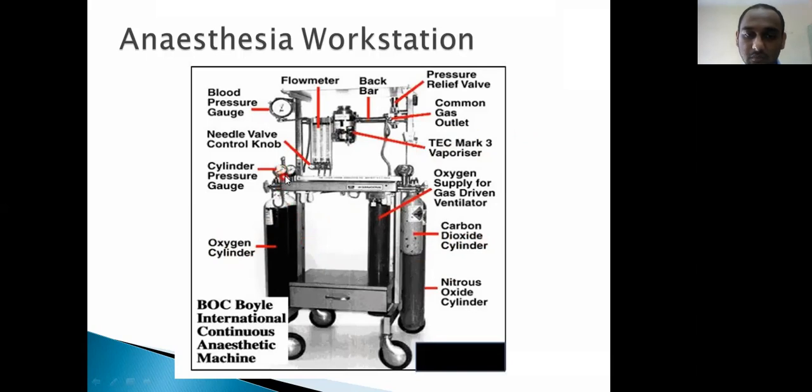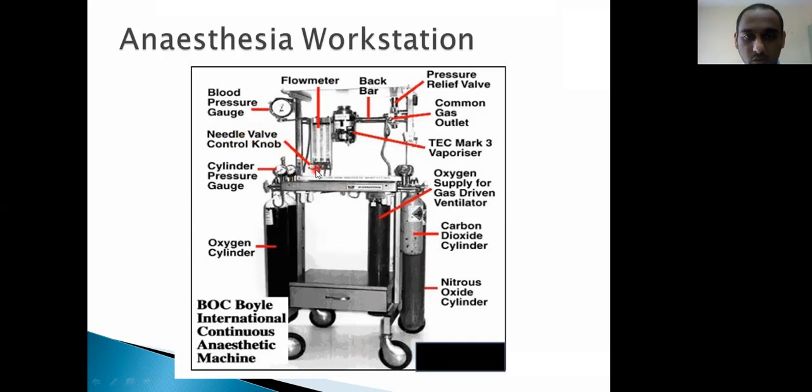Then from these cylinders, you have the cylinder pressure gauge, so you know exactly what is the amount of pressurized gas inside the cylinder, so as to know when to change the cylinders as we proceed with providing anesthesia to a patient. Then from these cylinder pressure gauges, there will be a pressure reduction valve which will lead to the intermediate pressure system.